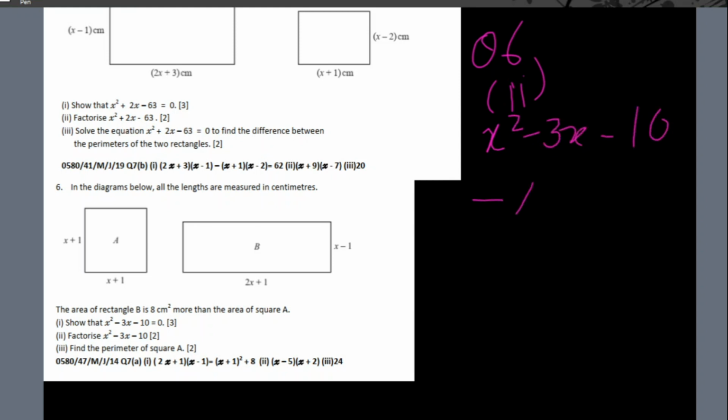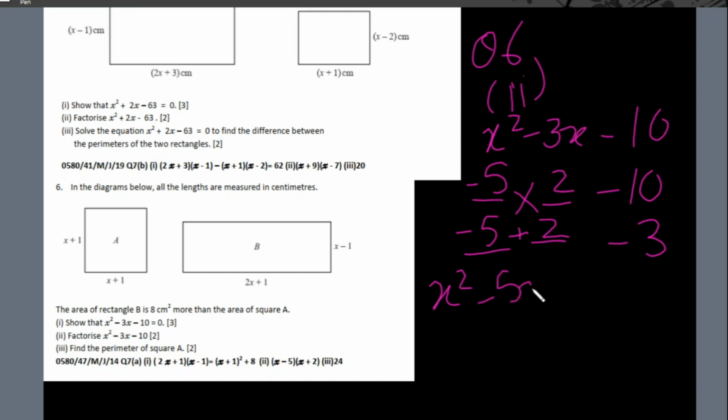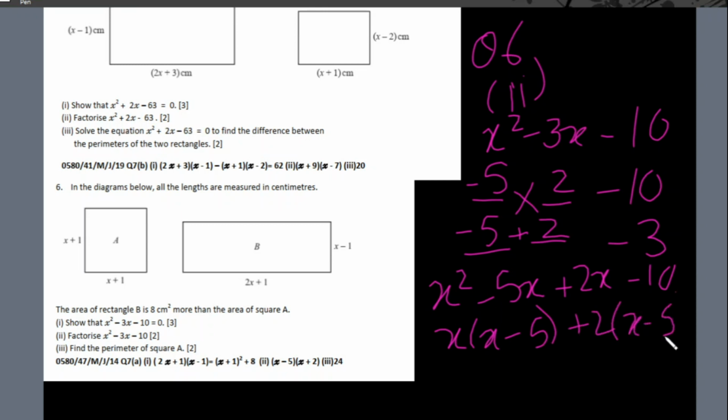So we're looking for two numbers which when multiplied should give us minus 10 and which when added should give us minus 3. That would be the combination of 5 and 2, so minus 5 times 2 gives minus 10 and minus 5 plus 2 gives minus 3. So I'll split the middle term into minus 5x and 2x. So x is common, x minus 5, plus 2 is common, x minus 5. So this is the factorized form.